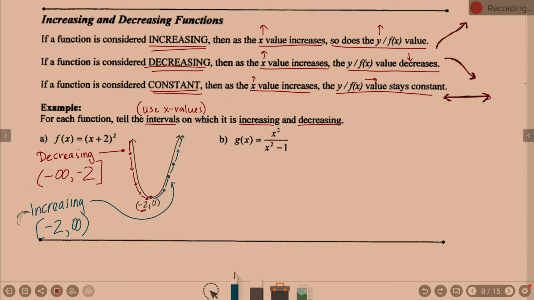Let's look at B. g of x is x squared over x squared minus 1. Well, what should you be doing right now? You should graph that. I'll be honest, I don't know what that graph looks like off the top of my head. It's kind of funky. I have it here in my graph, so get it graphed because you're going to need to look at some things and examine them.